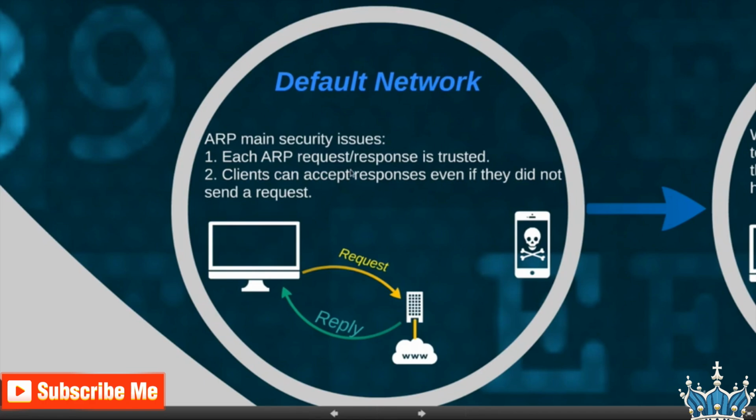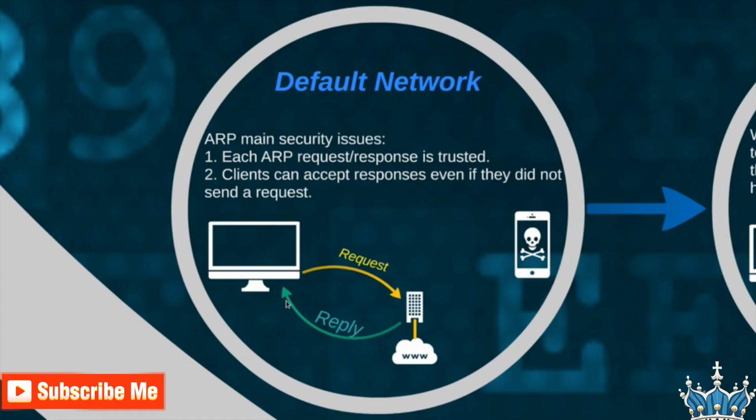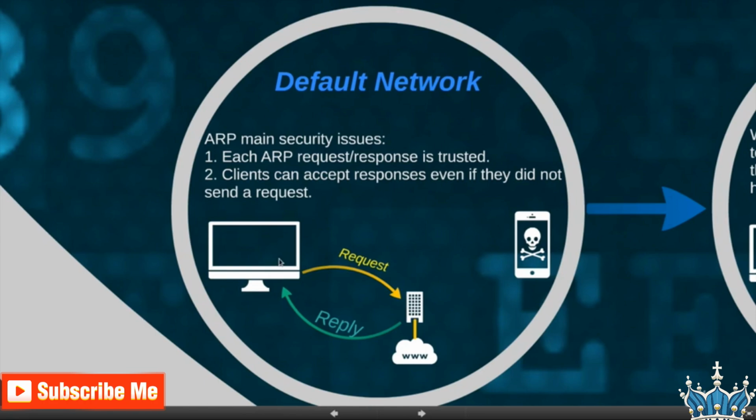Now, the problem with the ARP is that each request or response is trusted. So whenever you send a request and whenever you receive a response, computers always trust that response or request. They don't verify the source where they got the request from. And this is going to become clearer in the next step. So say, for example, when this device sends something to the router and tells it that I am computer number 1, the router is going to trust that this is computer number 1 without verifying that this is actually computer number 1.